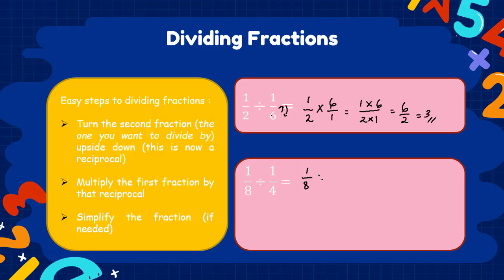And the other example, you can do it the same way. So 1 out of 8 times 4 out of 1. So it's equal to 4 out of 8. And we can simplify it, and it's equal to 1 out of 2.